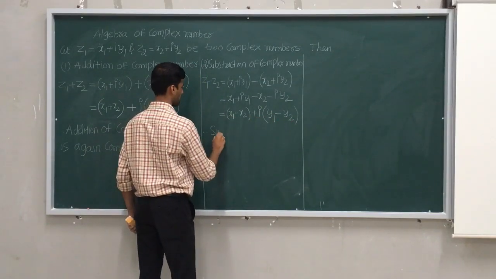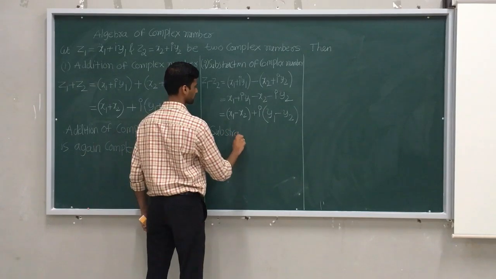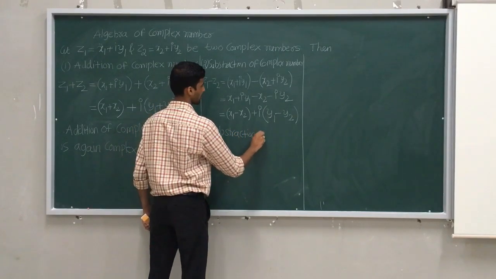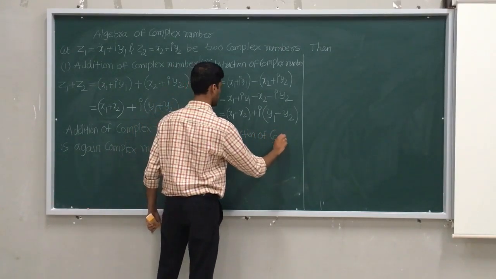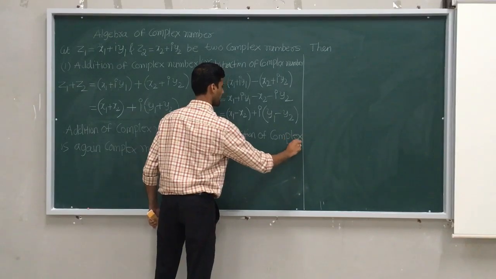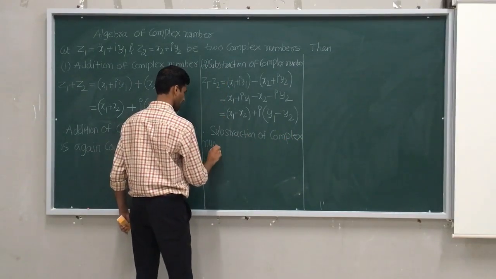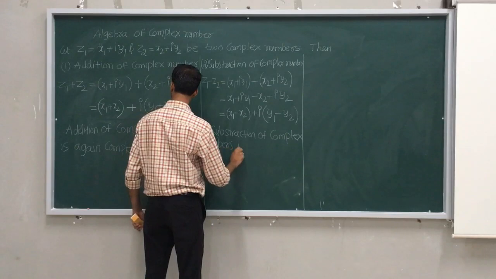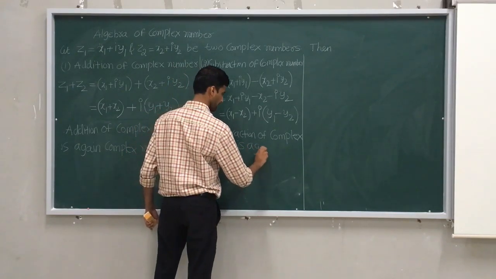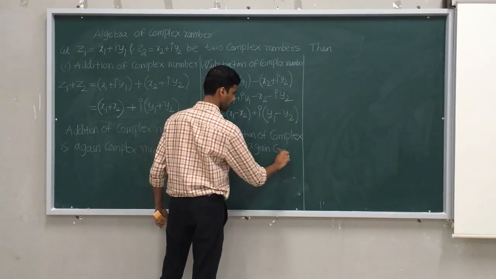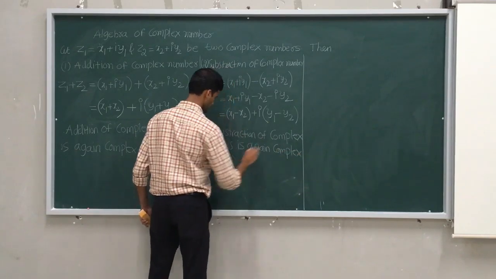Therefore, subtraction of complex numbers is again a complex number. Yes?